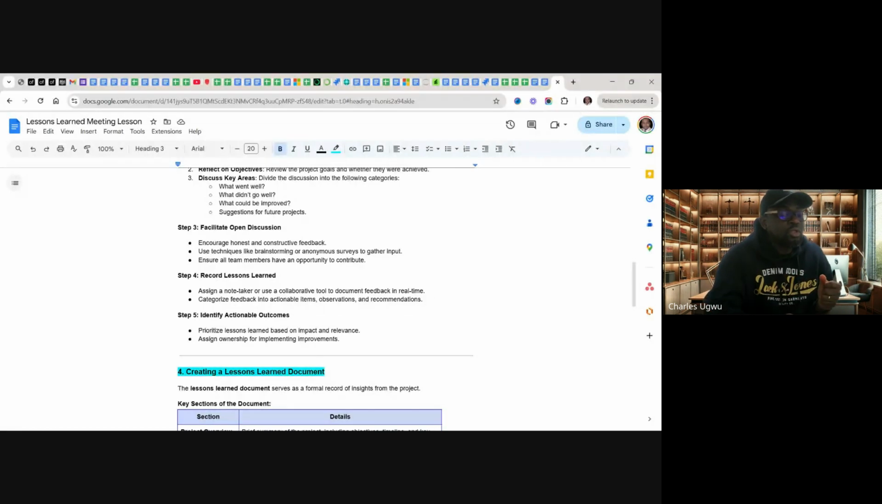So if possible, assign ownership for this implementation, somebody implementing the improvement processes identified. So in an agile environment where we use sprint retrospective, which is ongoing, you just assign somebody, or the Scrum Master will take it up and implement the needed improvements.